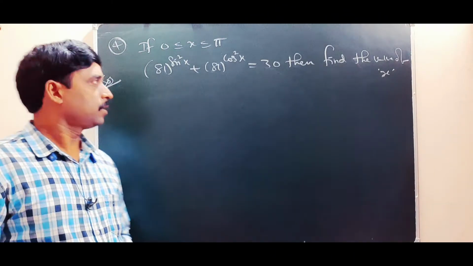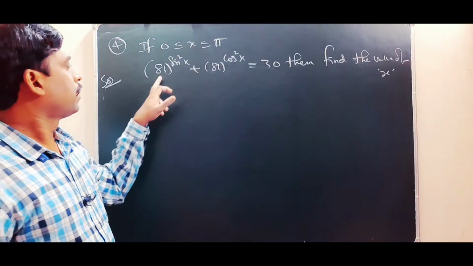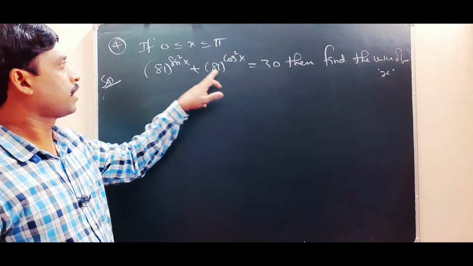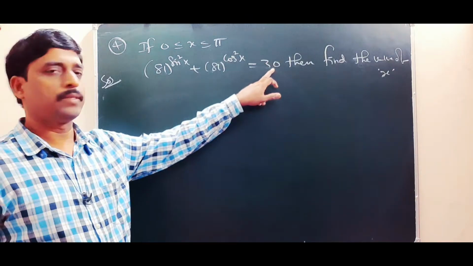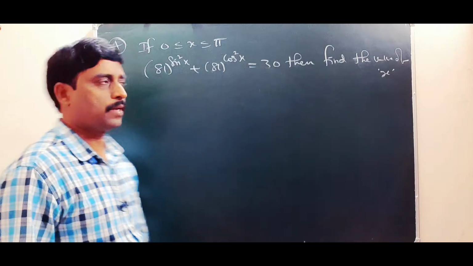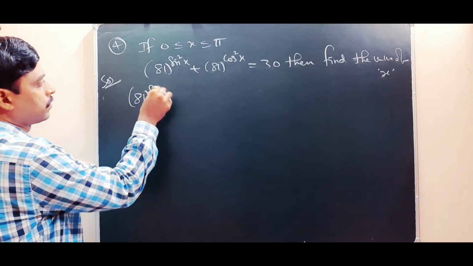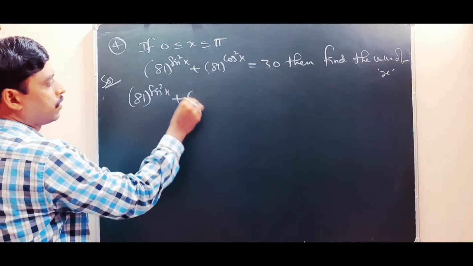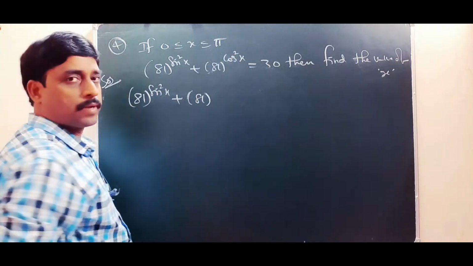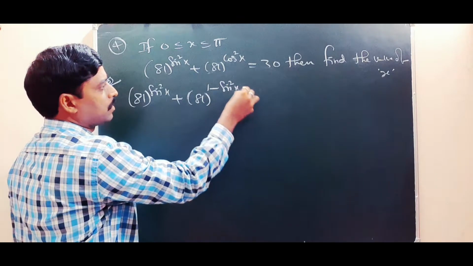Okay, look at the next question. If x lies between 0 to pi and 81 power sin square x plus 81 power cos square x is equal to 30 is given, then we have to find the value of x. Okay. So what is given? 81 power sin square x plus 81 power cos square x. For cos square x we have the formula 1 minus sin square x, is equal to 30.